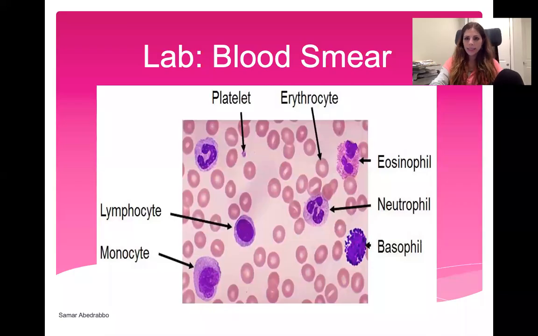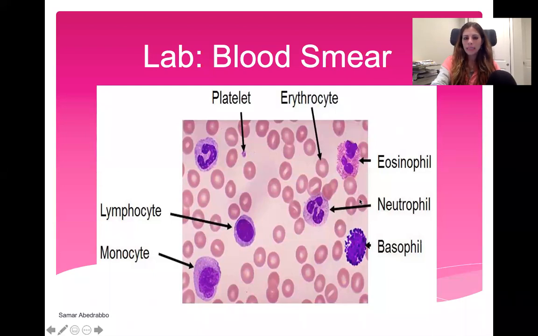Everyone, this is a blood smear lab that you were supposed to do. In this lab, you were supposed to look at a blood sample under the microscope to look at the different white blood cells that you're going to learn about in the immune system, in the innate and adaptive immune system.